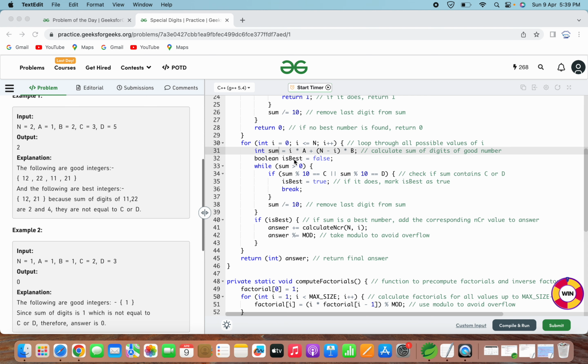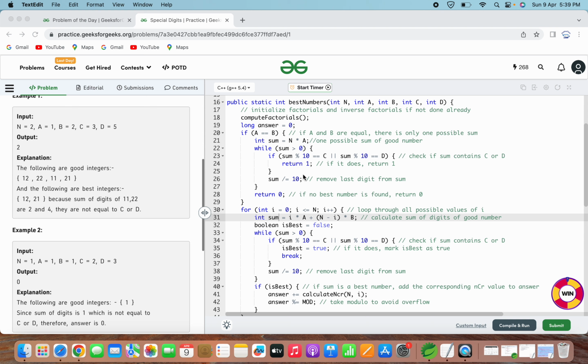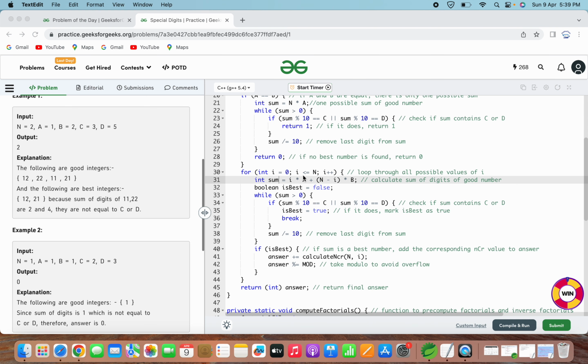is best flag as false. Then we check if the sum is greater than 1, the same scenario which we did above was the base case. So now we are doing it in iteration. If the sum is greater than 0, then we check if the sum contains C or D. That means any digit in the sum contains C or D. If it does, then we mark is best as true. Then we break the loop here. Okay, and if it doesn't, then we again check for the next digit, next iteration in this for loop.